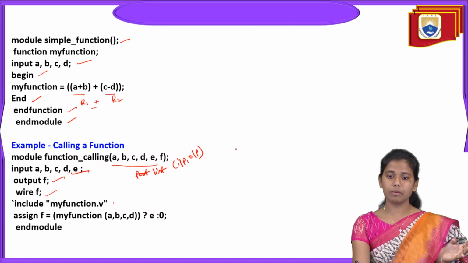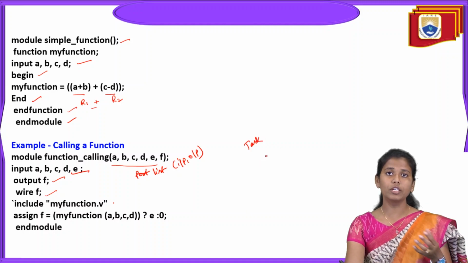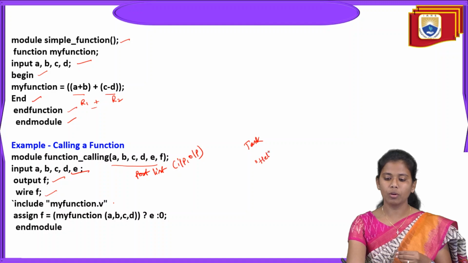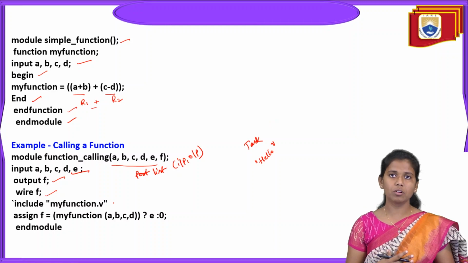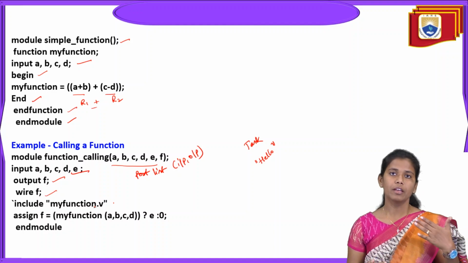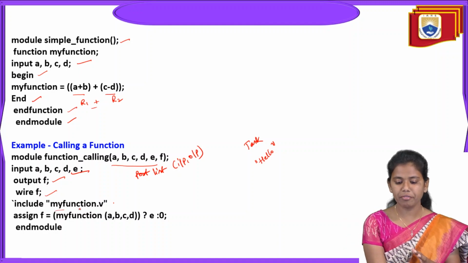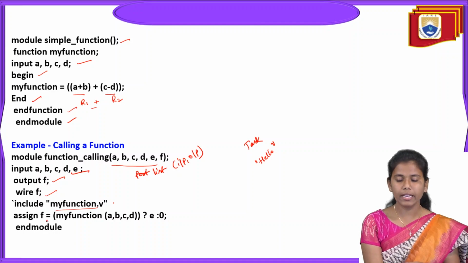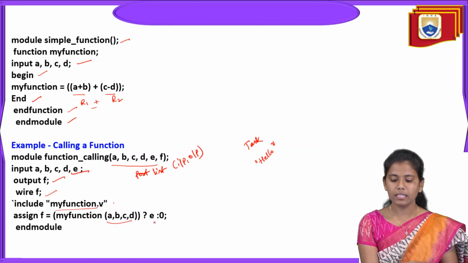In the previous example pertaining to the task, we discussed how to display a word like hello. Now, in the calling of a function, we call the function by including myfunction.v. Then finally we declare assign F, the output, equals my function with inputs A, B, C, D, and E equivalent to 0, endmodule.